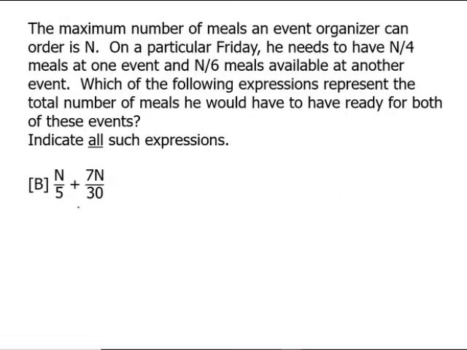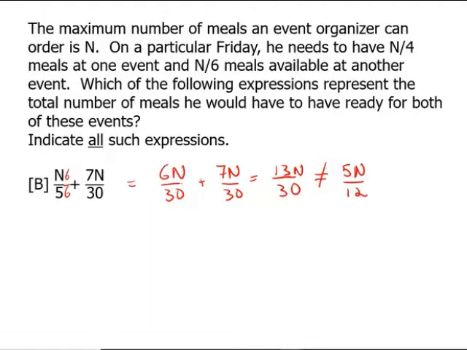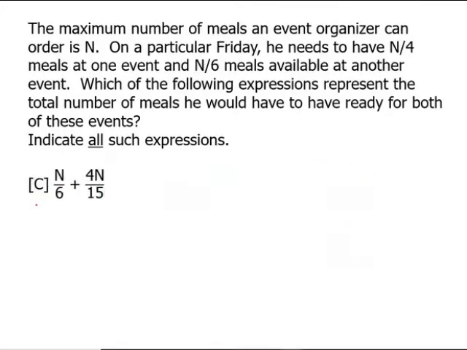Now B, we have denominators of 5 and 30. So 30 would be the least common denominator. So this one's going to get multiplied by 6 over 6. So we're going to get 6n over 30 plus 7n over 30 equals 13n over 30. That does not simplify, and this does not equal 5n over 12. These two are close in value, but they are not equal. And so this one does not work. B is not one of the answers.